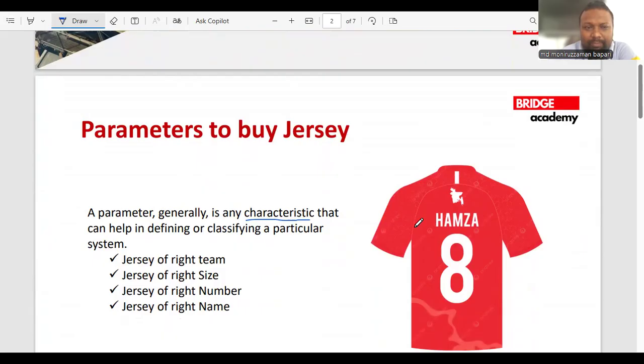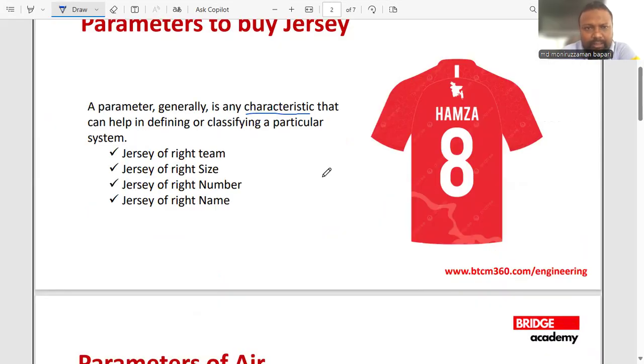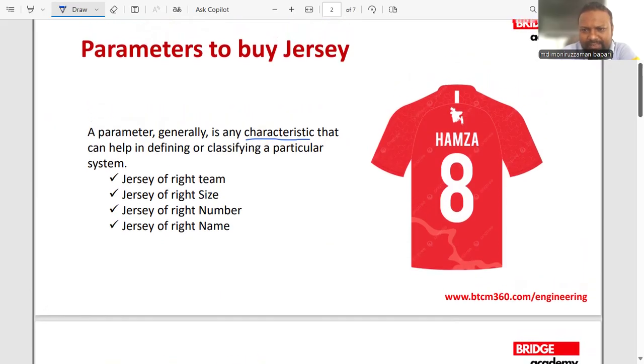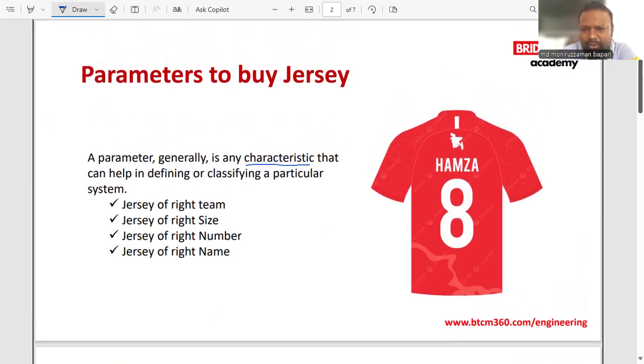What is actually a parameter? A parameter is generally any characteristic that can help define or classify a particular system. For instance, let's say you're going to buy a jersey for your friend. It could be a birthday gift. Before you buy a jersey, you must know what team your friend likes, because he's a very close friend of yours. You know his likings. So the team has to be right.